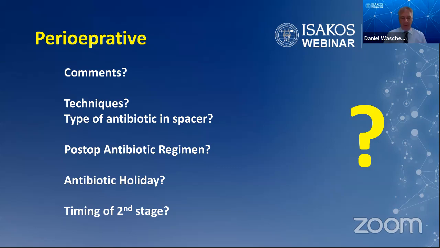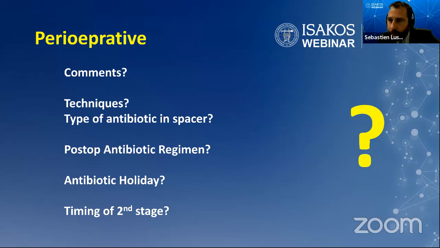If the CRP and sed rate are normalized, then we'll go back in and do frozen sections at the time before we put in the definitive implants. The challenge is that oftentimes the ESR and the CRP drop but still stay higher than normal, and then it may be worth an aspiration prior to going back in. But again, we make our final decision frequently based on the intra-op frozen sections at the time of the second stage.